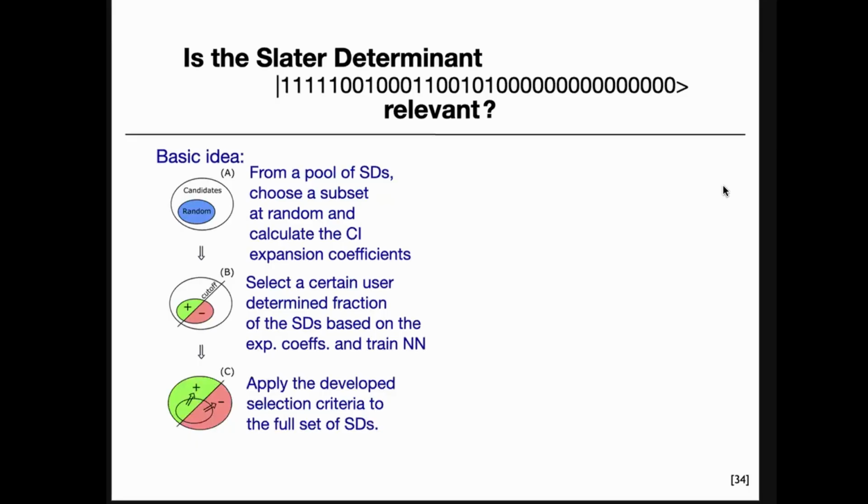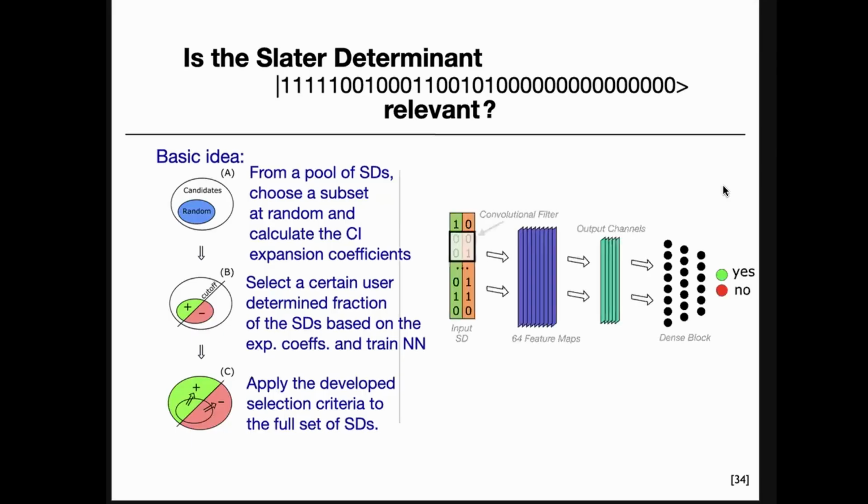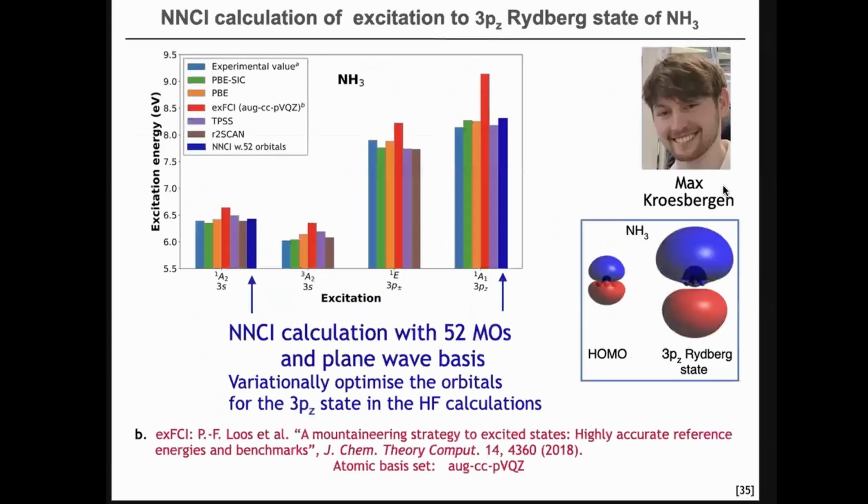We take some test samples of Slater determinants and train the neural network on that. Basically, for every Slater determinant, for spin up and spin down, the question is, is it going to be included or not? And the answer is either yes or no, depending on what the neural network says. So doing that kind of calculation, for instance, for ammonia, we now get values that are much closer.